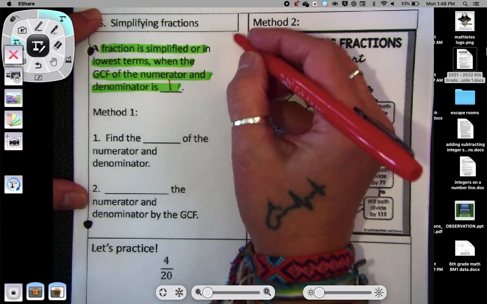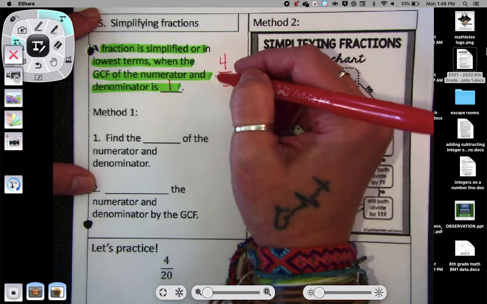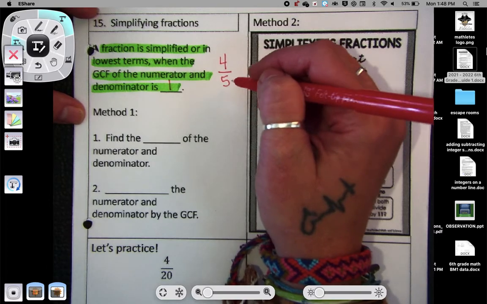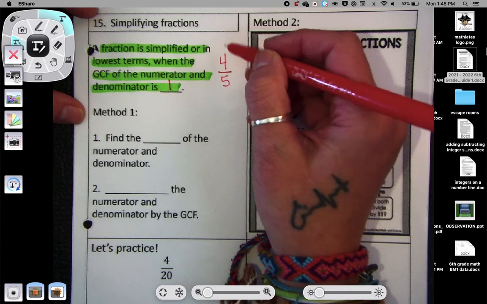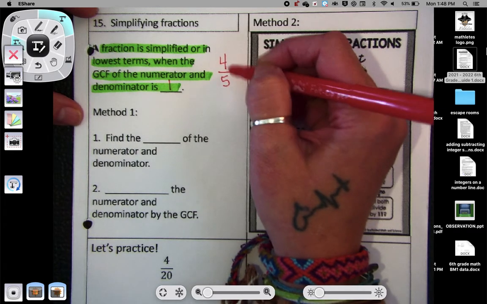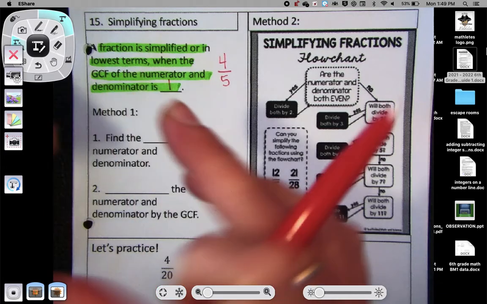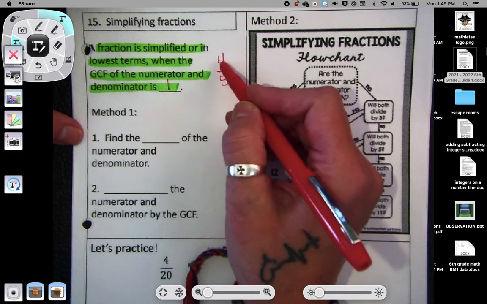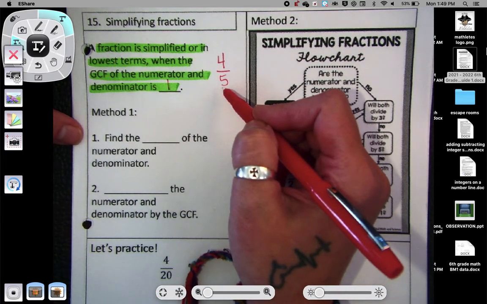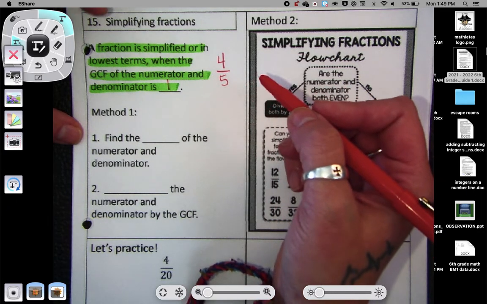For example, 4/5. Is 4/5 in lowest terms? Well, yes, because nothing can go into 4 and 5 evenly except for 1. So 4/5 is in lowest terms. If nothing else goes into the top and bottom number evenly, besides 1, then it's in simplest form.